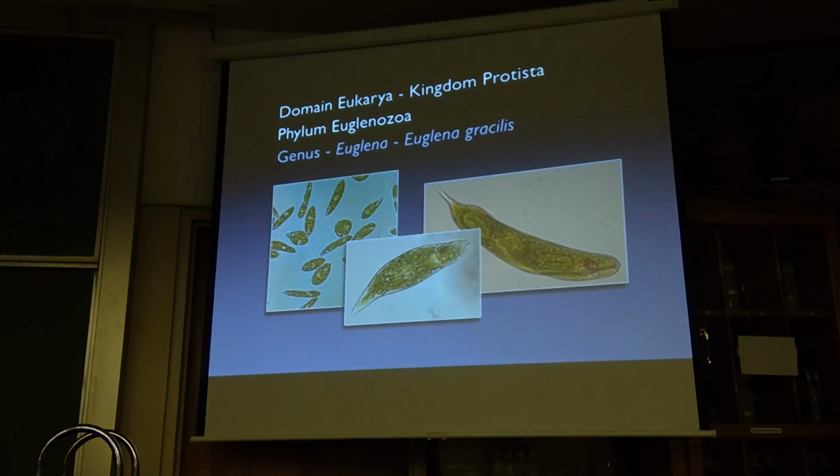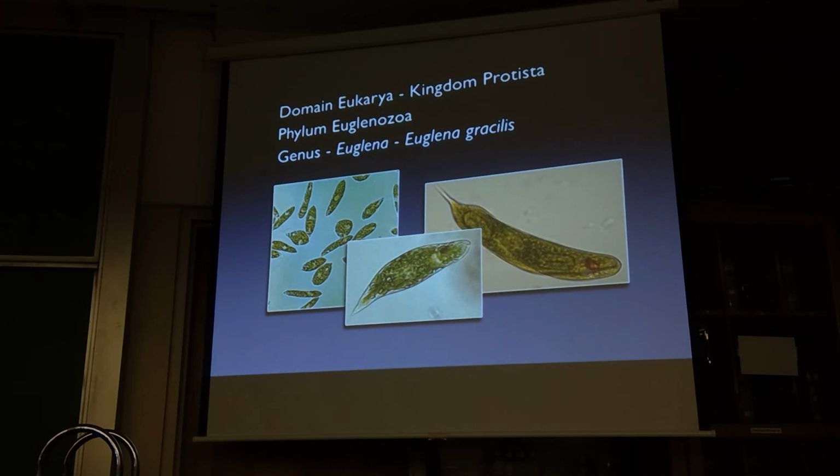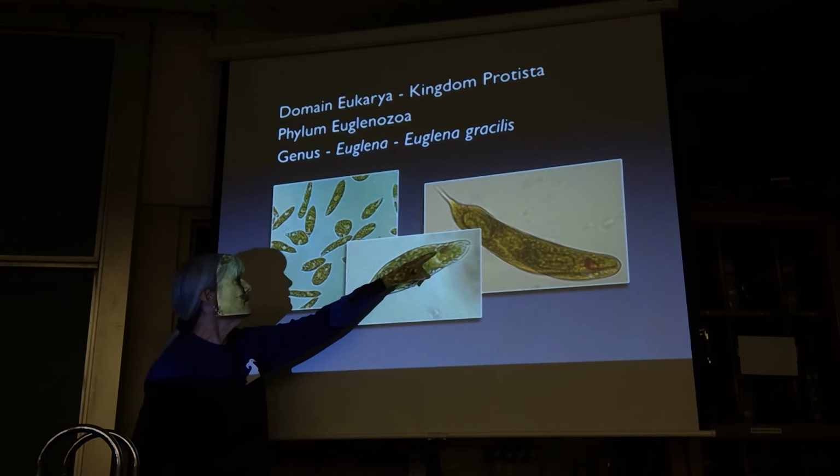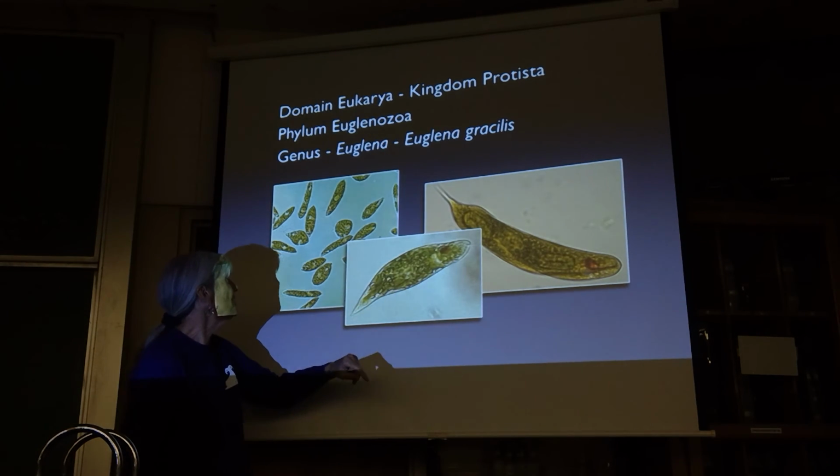So our first example is Euglena, and again, Euglena were initially claimed by botanists as algae because they're green. They're only green sometimes, which is kind of interesting, but they do contain chloroplasts. They also have a little pigment spot at one end that's red. So if you look at live Euglena, you'll see that.